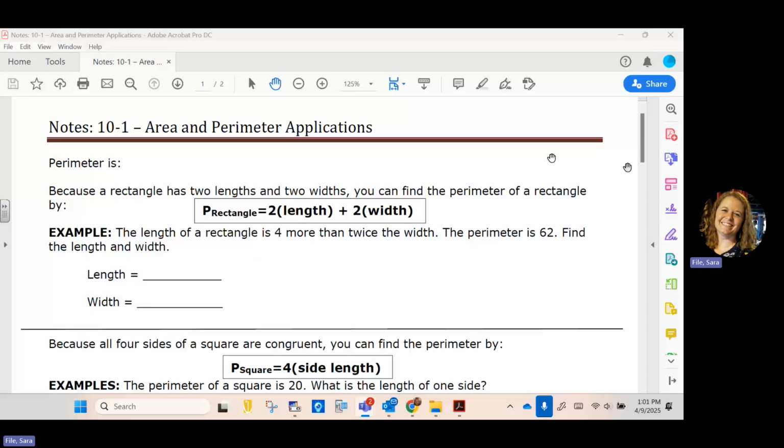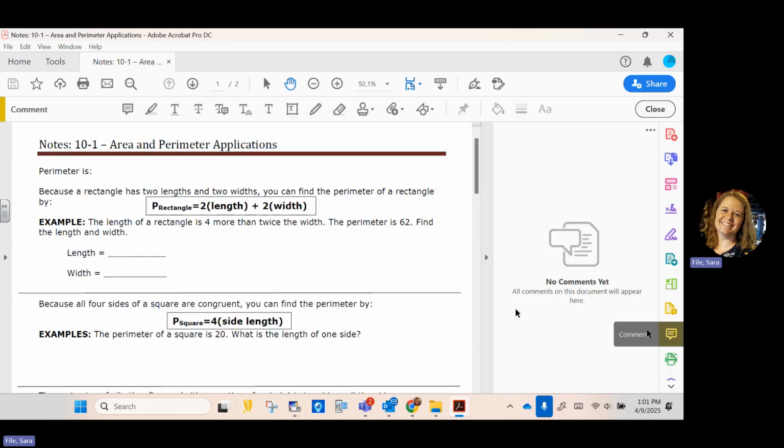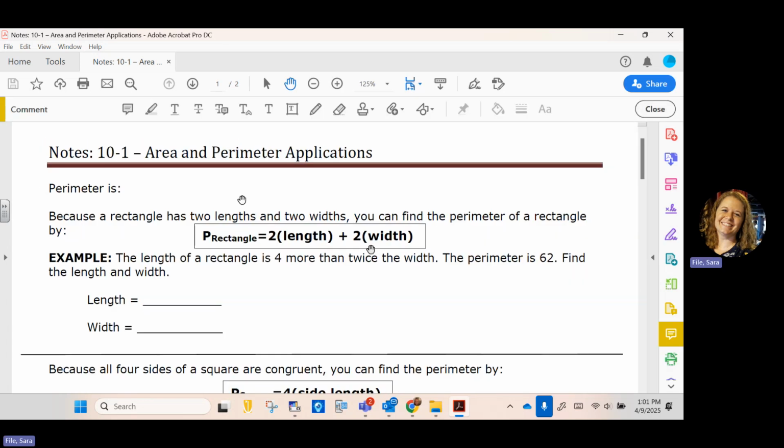This is our first section of Unit 10. We're doing 10.1 covering area and perimeter. So before I jump into any examples, I'm going to go ahead and define some of these for us.